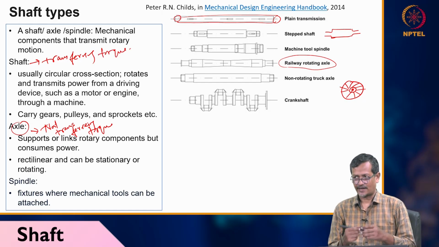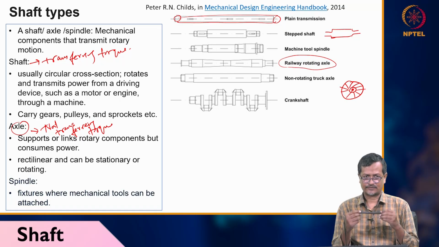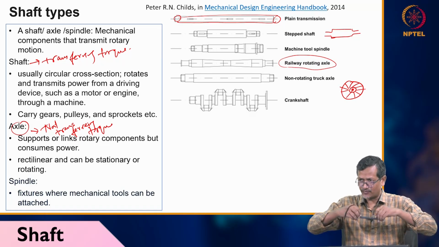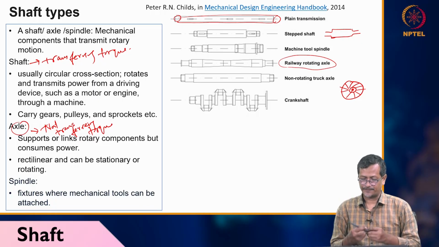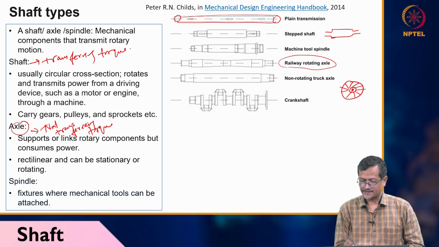Okay, so cycle axle, car axle, anywhere axle when you are talking about, it is not transferring torque. But whenever you are talking about a shaft, it must be transferring torque. So shear force will be acting over it, but in an axle only bending force will be there. Okay, and another is crankshaft.